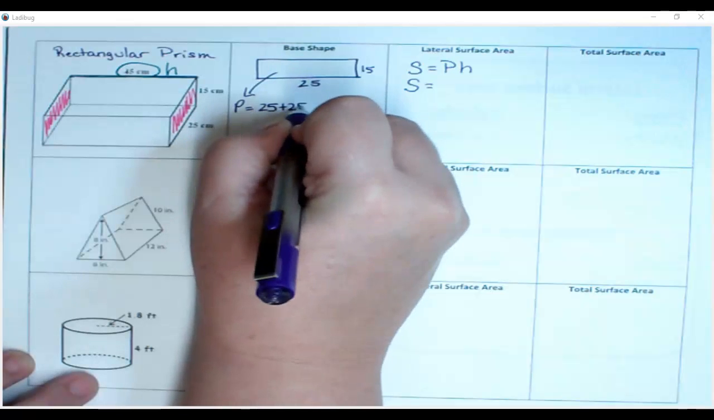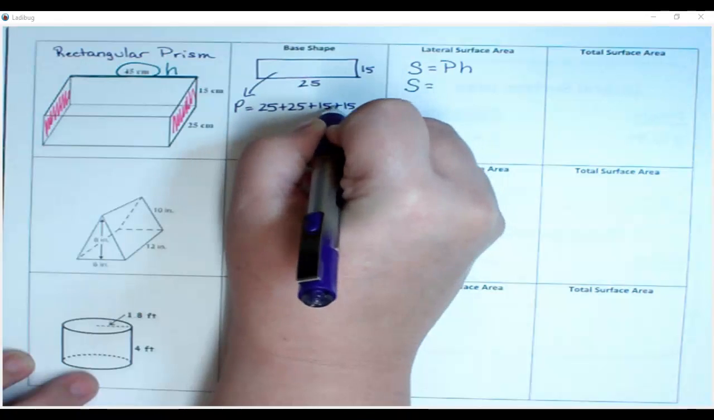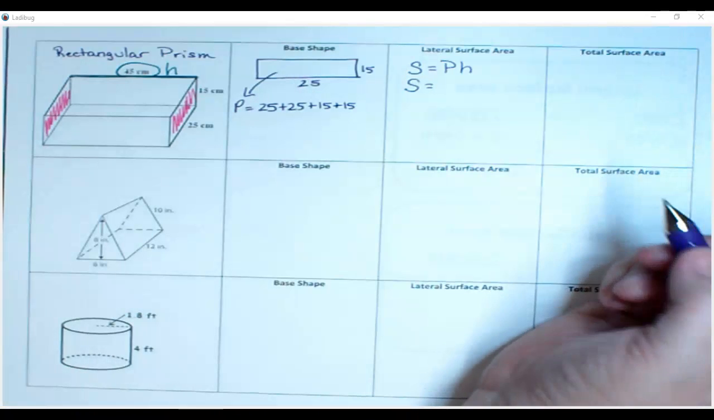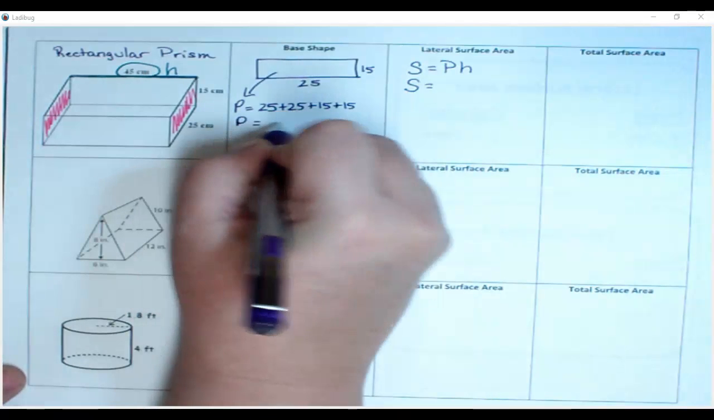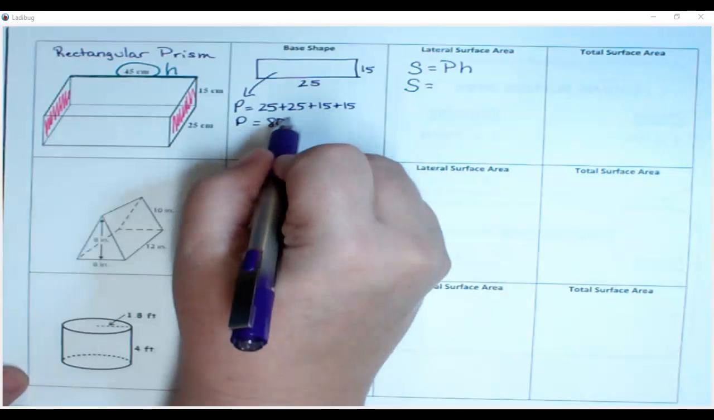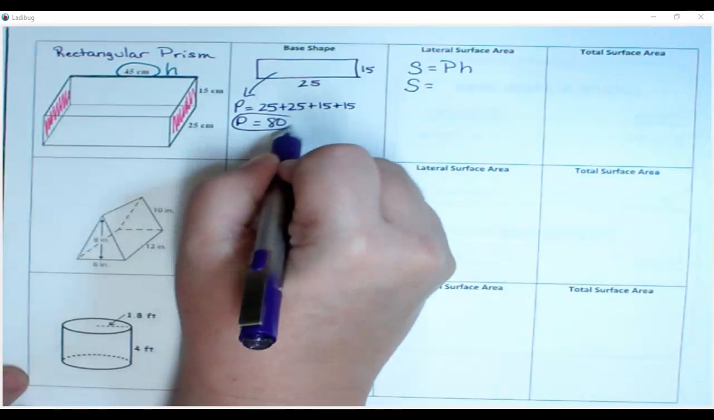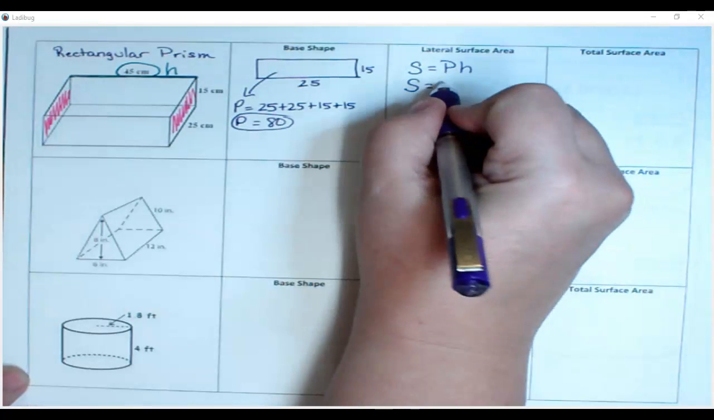25 plus 25 plus 15 plus 15. All of those added up gives me a perimeter of 80 inches or centimeters. So capital P, the value of the perimeter, is 80. So now I'm ready, I can substitute that in.